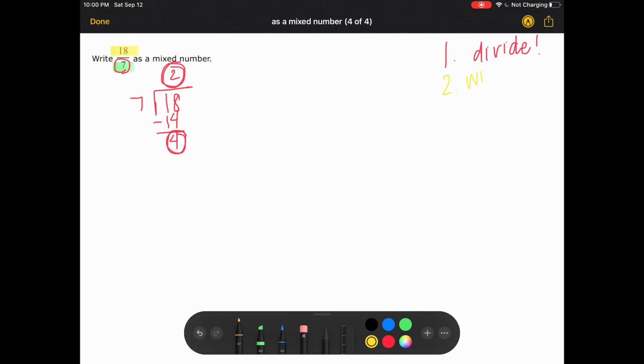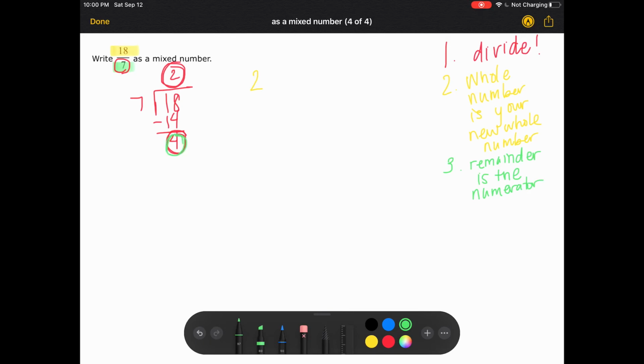Okay, so in my fun colors, I'm going to say 2 is your new whole number. Probably didn't need to write that out, but it's there anyway. So 2 is my new whole number. And then I'm going to say 4 remainder is the numerator.